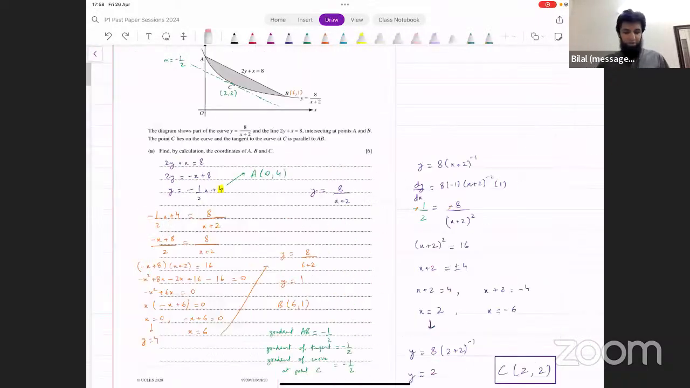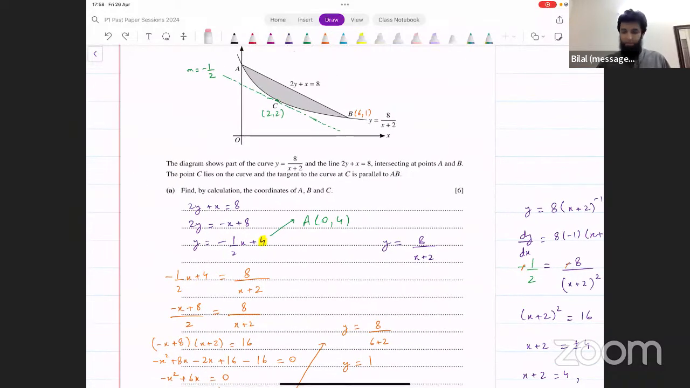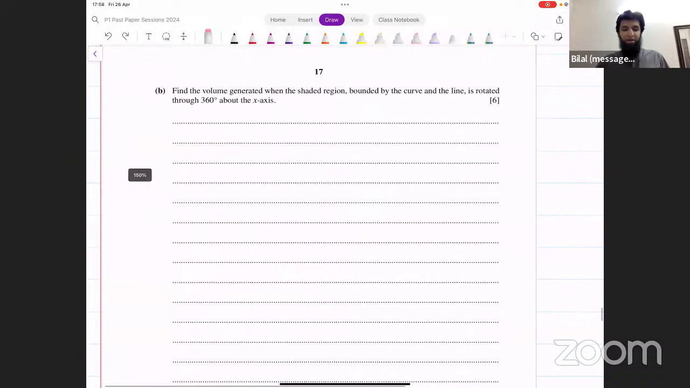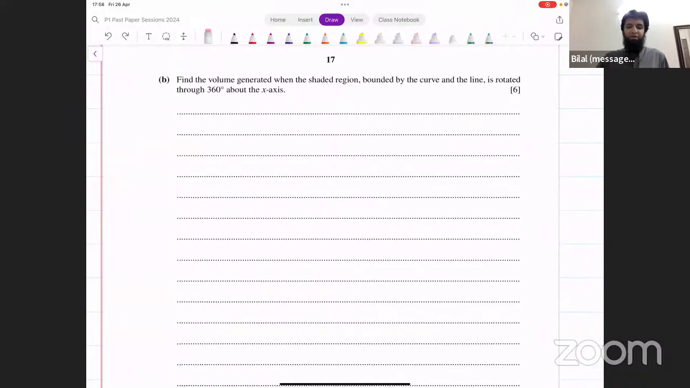Okay, that was question number 11, part A. I hope that first part makes sense. Let's look at the next part now. It says find the volume generated when the shaded region bounded by the curve and the line is rotated through 360 degrees about the x-axis.